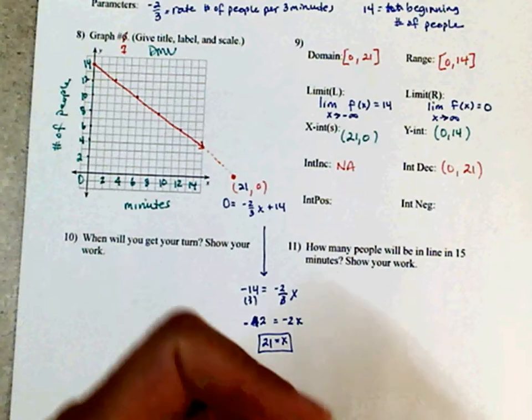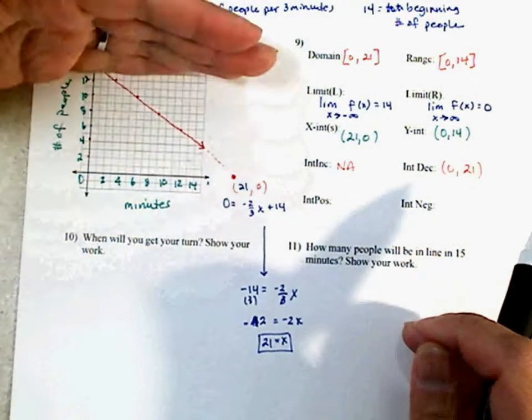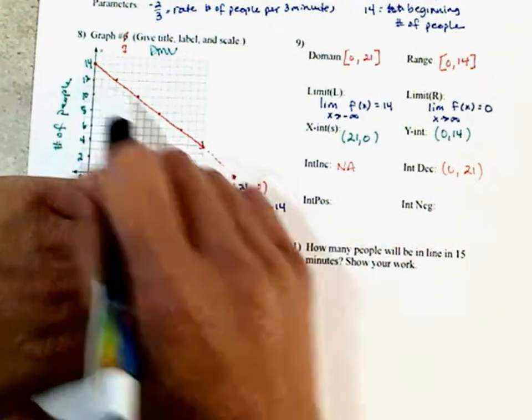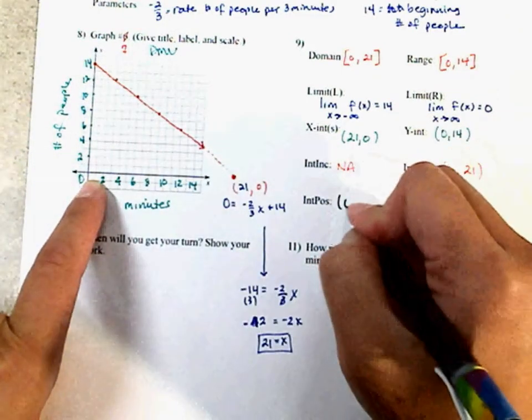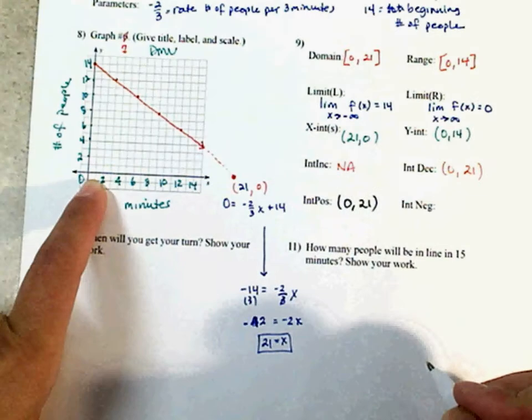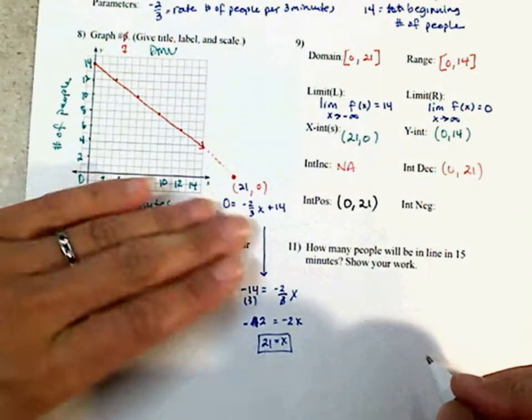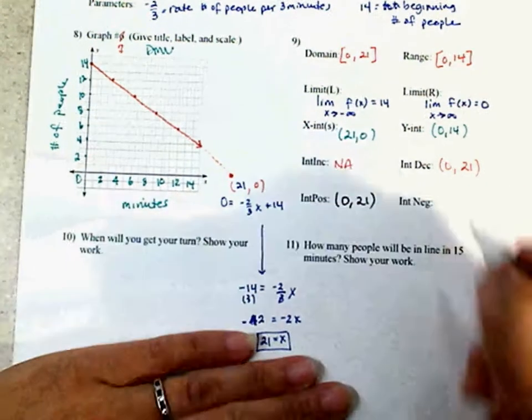Interval positive, everything above the x-axis. What do you see above? The whole thing. Where is it going above? From 0 to 21. Okay. Where is it going negative? Anything down below the x-axis? Nope, so it does not apply.